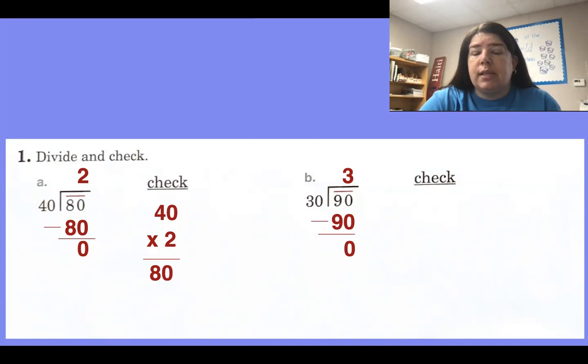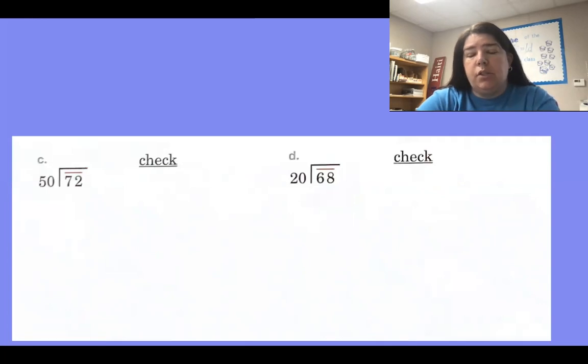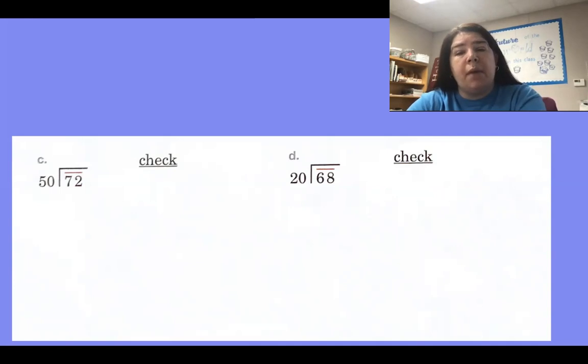To check, we need to take 30. Oh, that should be a 30. Sorry about that. Times 3, that didn't get changed, to a 90. So I apologize for that. Let's go on to the next one, letter C. Now, these are going to have a remainder.